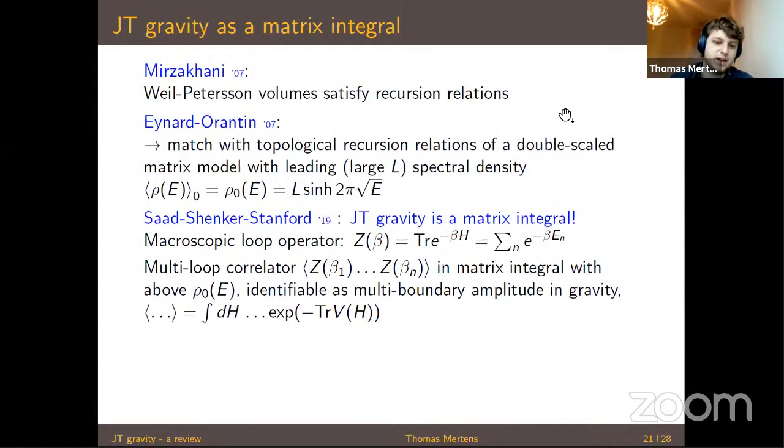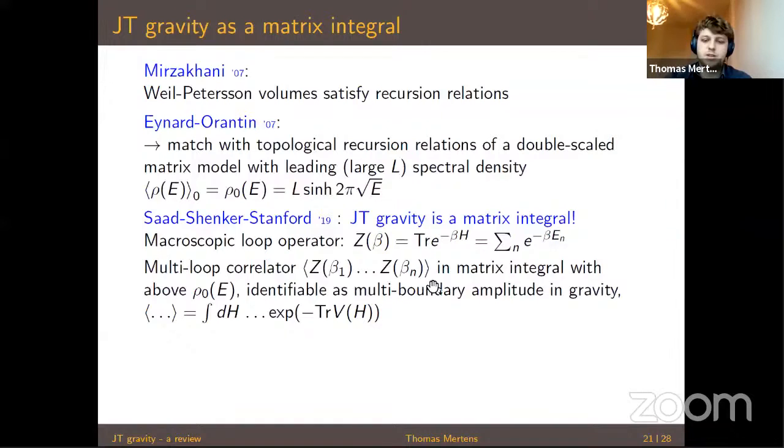Then, I will skip all the way up to where we are now. Saad, Shenker and Stanford stated that JT gravity is a matrix integral by combining these facts together and generalizing them to JT gravity as a whole. If you define in the matrix integral macroscopic loop operators, which are trace e to the minus beta H, where H is the random matrix of the matrix model now, and if you insert multiple of these objects in a matrix integral calculation, so these angular brackets here, I mean just do the matrix integral. Schematically, you need to insert all of these trace e to the minus beta H and then do the matrix integral over H.